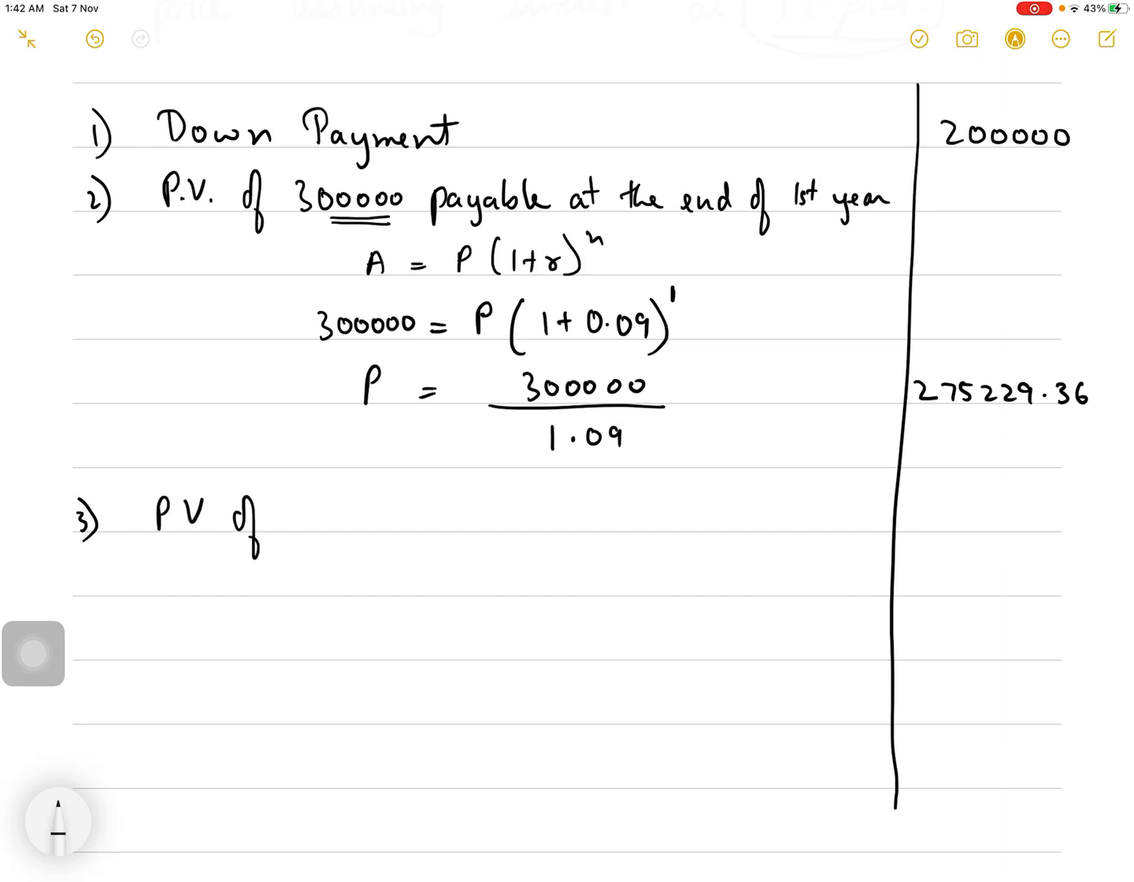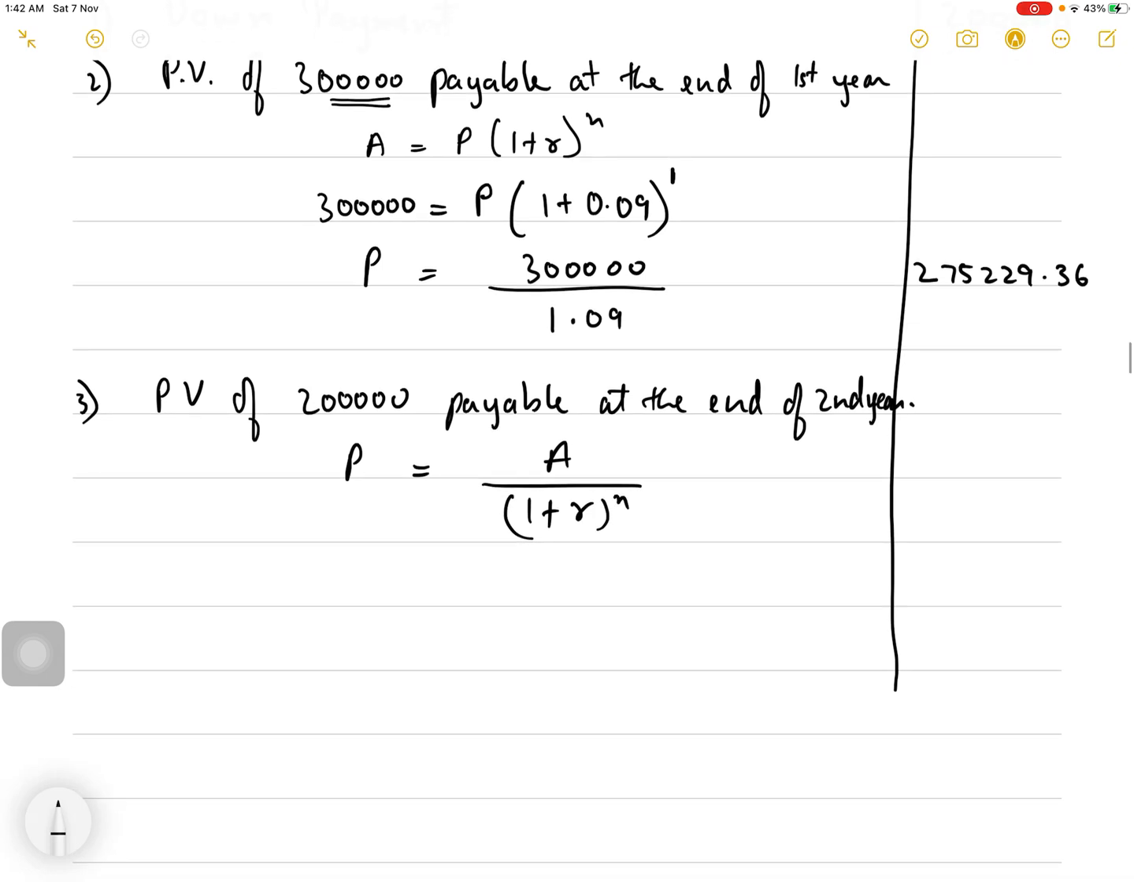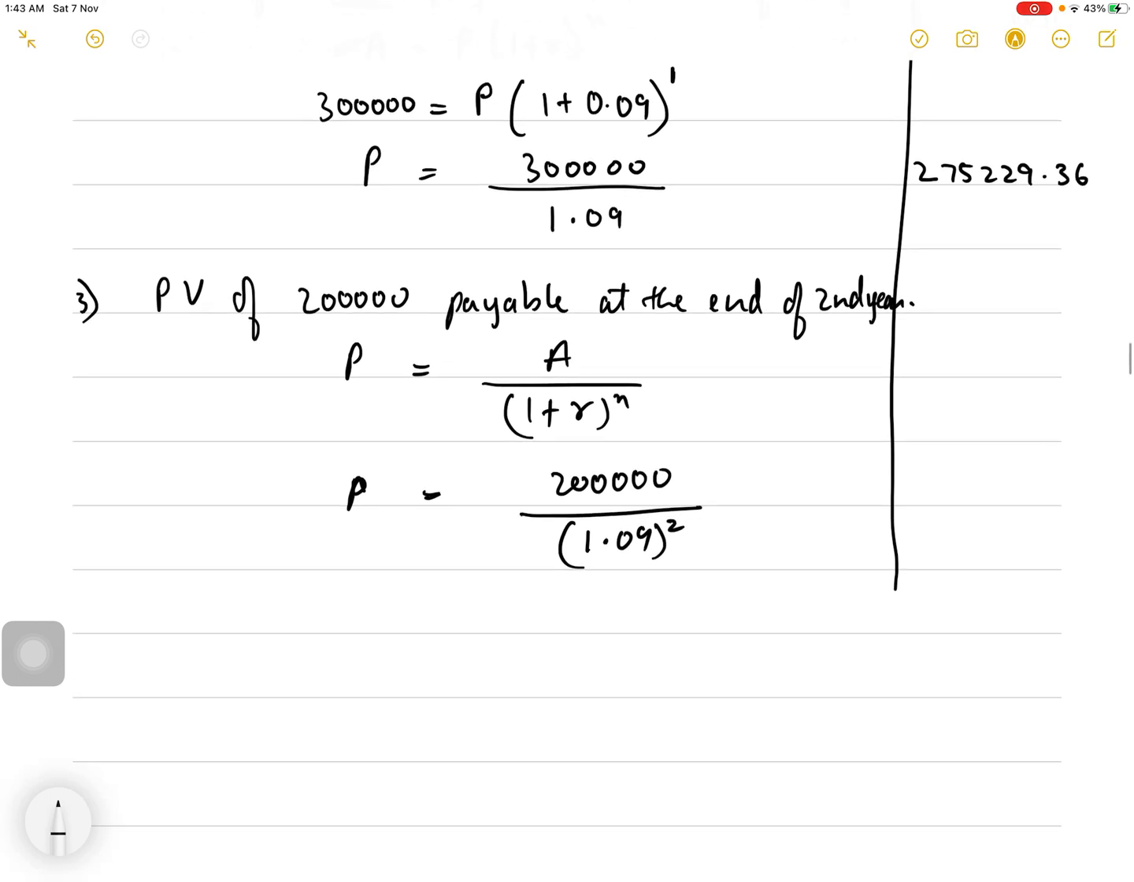Now the present value of 2 lakh payable at the end of second year. So you are paying after 2 years. Okay, so again you will use the same formula, which is P is equal to A upon (1 plus R) raised to N. Same formula I have used. So P is equal to 2 lakh divided by 1.09 raised to N. This is after 2 years, no? So my N is 2 years.